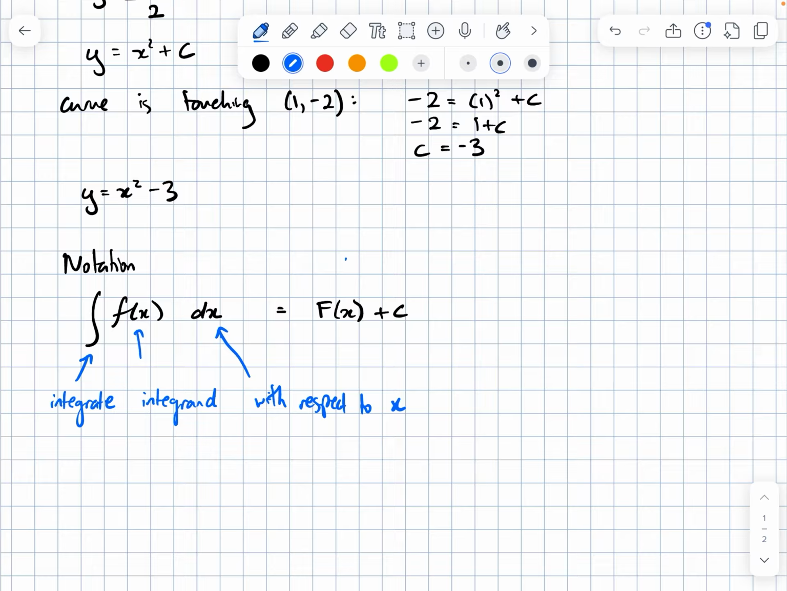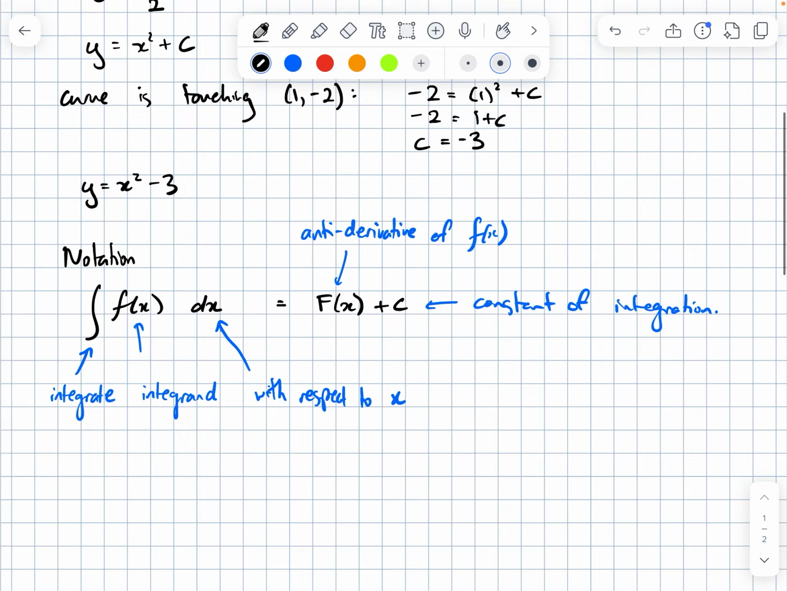That will equal capital F(x), well, that is the antiderivative of the integrand f(x), which means that's the function that's undergone the integration, and then we have our c, which is called the constant of integration. So when you see this little funny symbol, all it means is you should integrate now.